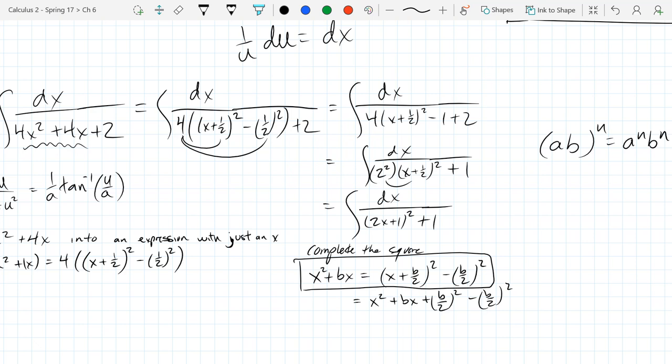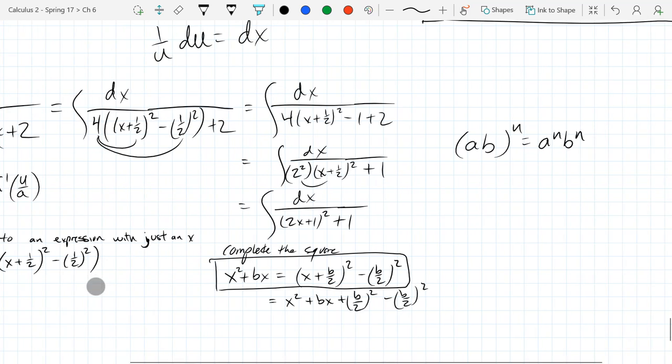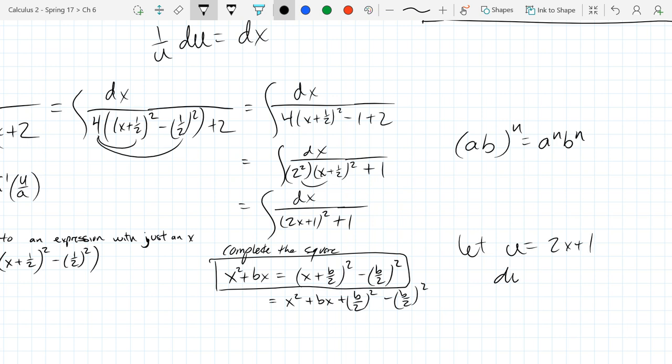All right, we're ready for our u sub. What does u equal? Yep, so we want u squared plus a squared. So we're going to go 2x plus 1 is u, du is 2 dx. So multiply by 1 half, du equals dx. Go ahead, make the substitution, anti-differentiate, unsubstitute.